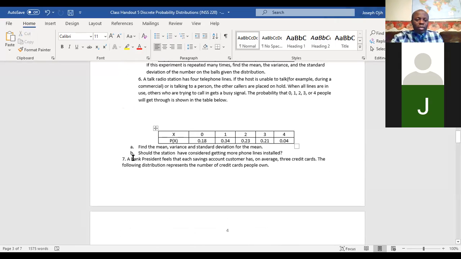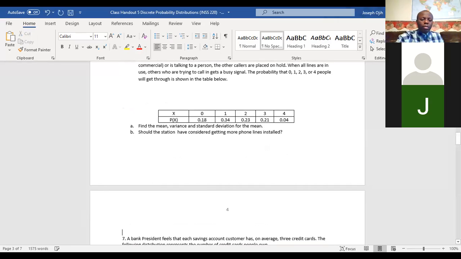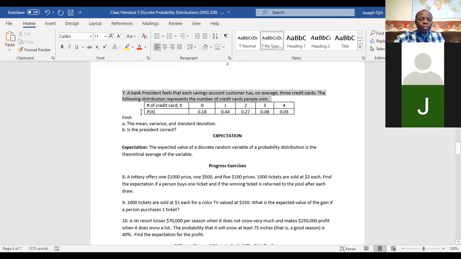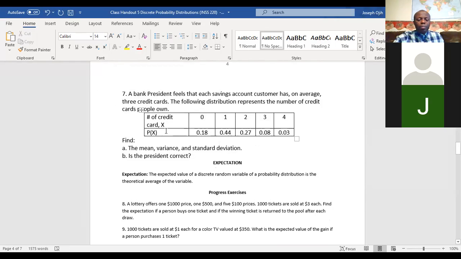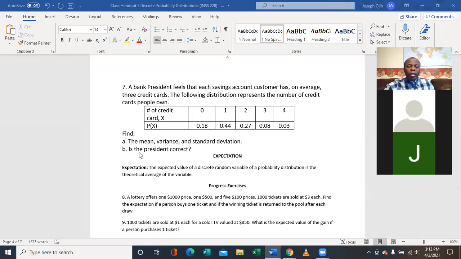Let's try this one. My favorite one is this one here. It says a bank president claims or feels that each savings account customer has on average 3 credit cards. The following distribution represents the number of credit cards people own. Find the mean, variance and standard deviation. And then, is the president correct?